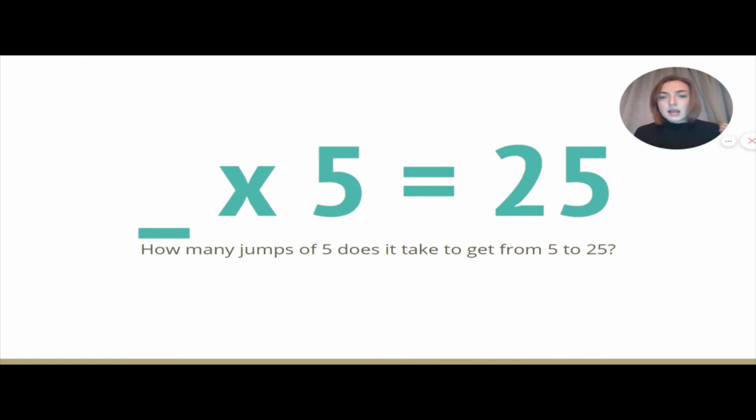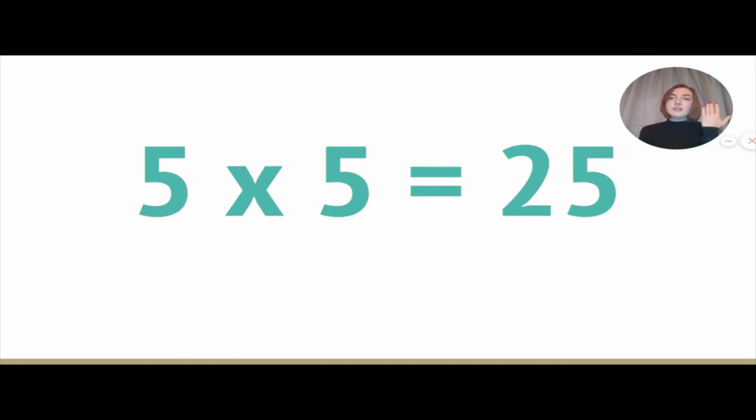Your turn. How many jumps of 5 does it take you to get to 25? Use your skip counting to help you. Okay, press play if you're ready and let's have a look at that. Let's use our fingers and get to 25. 5, 10, 15, 20, 25. How many jumps did that take me? 5. Well done. 5 times 5 is 25.